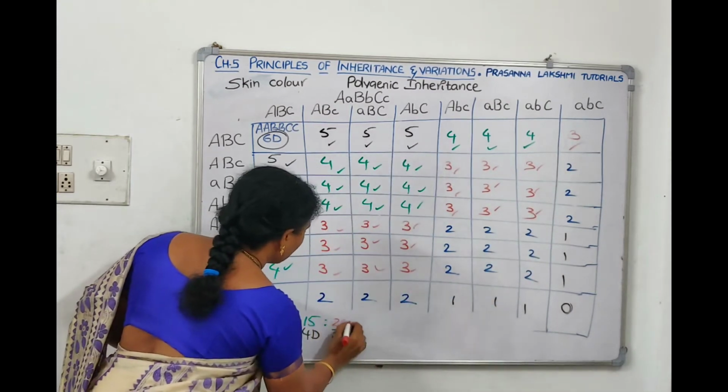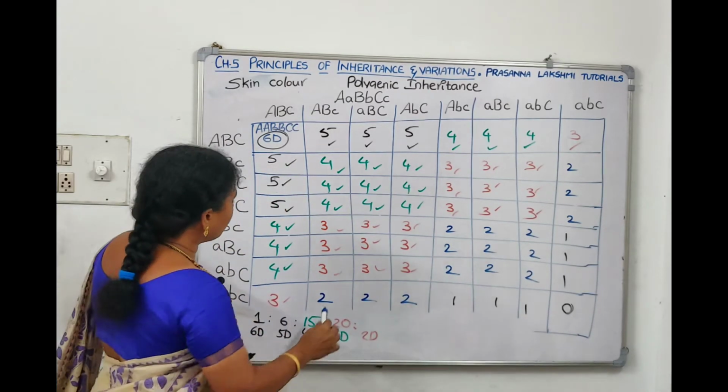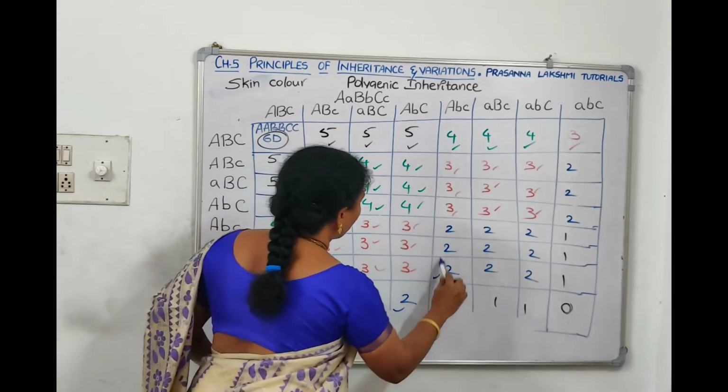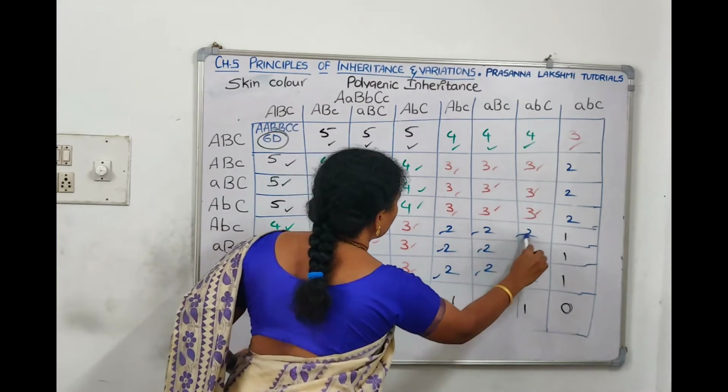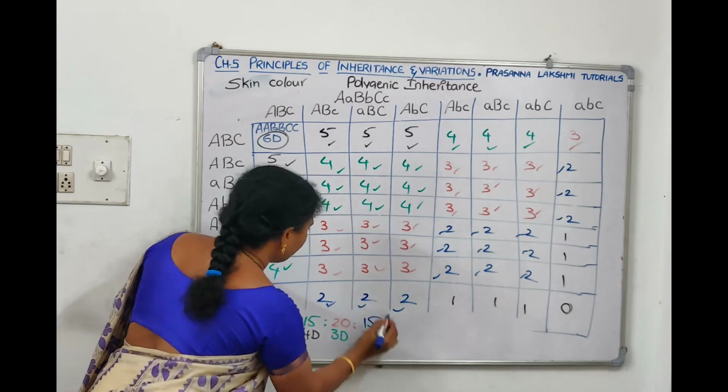So 3 dominant, 20 we got. So 2 dominant means blue color. How many 2s do we have? 1, 2, 3, 4, 5, 6, 7, 8, 9, 10, 11, 12, 13, 14, 15, we got. So 2 dominant, again 15 we got.